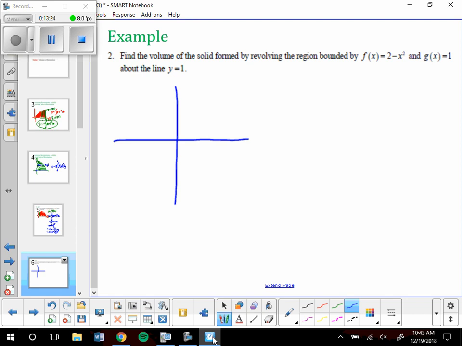So we have axes. 2 minus x squared is a downward opening parabola shifted up 2. And g of x equals 1. So horizontal line at 1. Do you see this region bounded? I would always go ahead and shade in that region. And then, like I said, I always draw an arrow with what axis I'm rotating around.